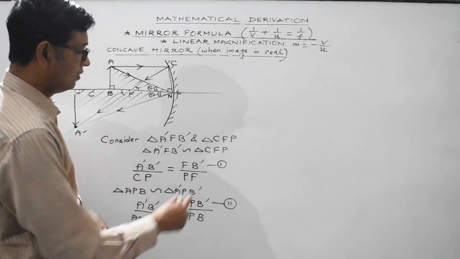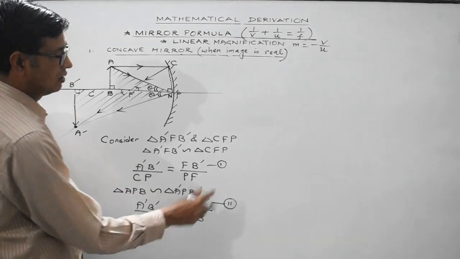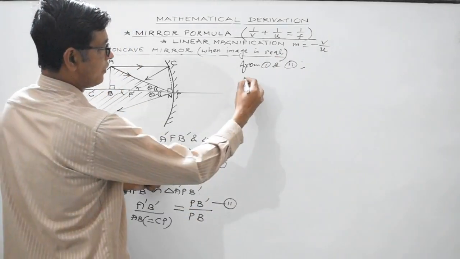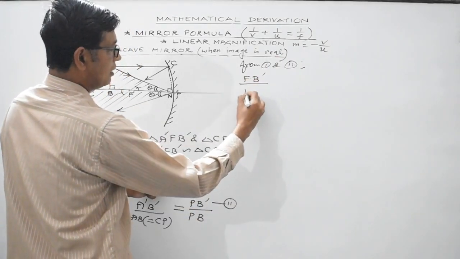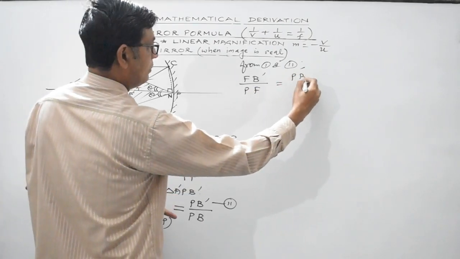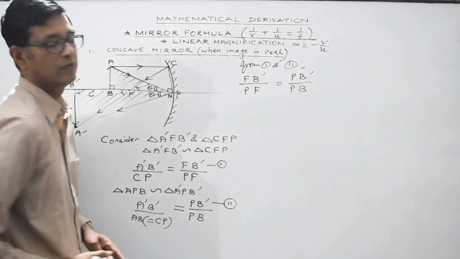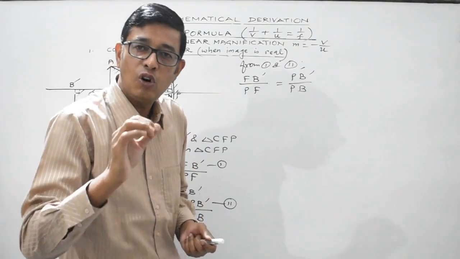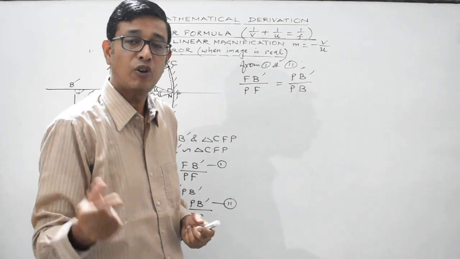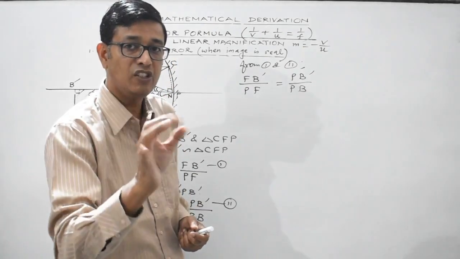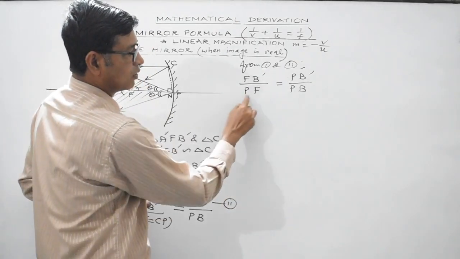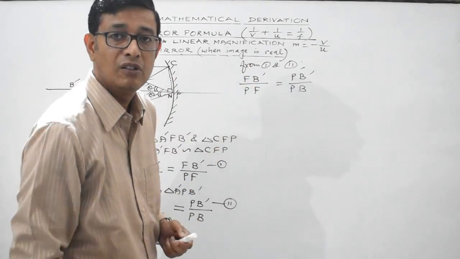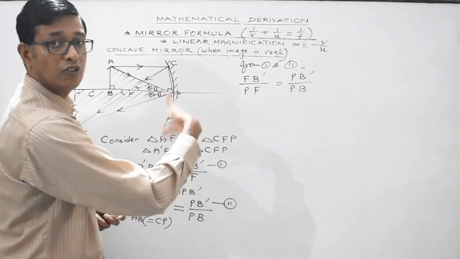Okay, let's proceed further. From 1 and 2, since the left hand sides are equal, what we get is FB'/PF is equal to PB'/PB. Now students, do you remember the sign convention, the first point which I mentioned? All the distances are to be measured from the pole of the mirror. P should be the initial letter. So there is no problem in these three terms. P is the initial letter. But here it's FB'. So now my job would be to convert FB' in terms of P.